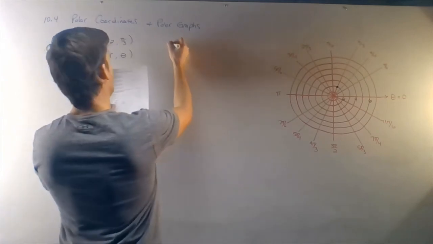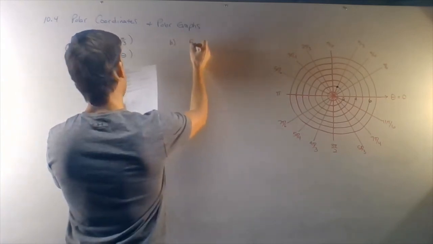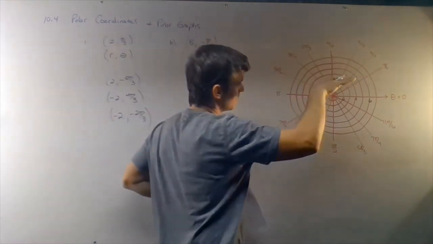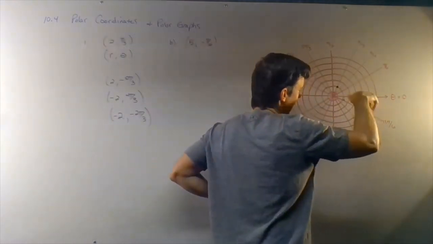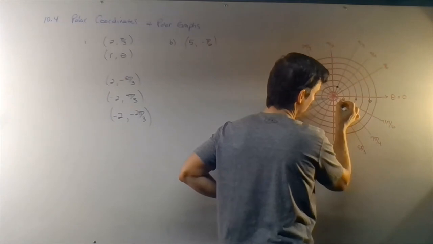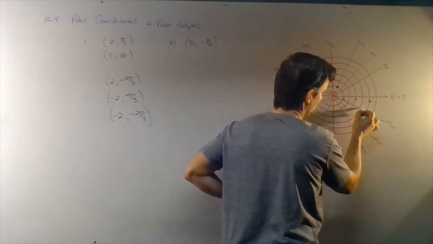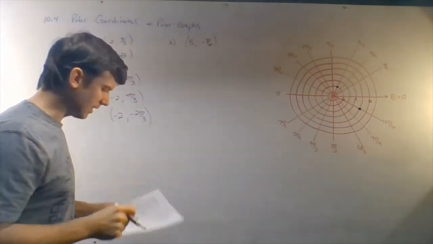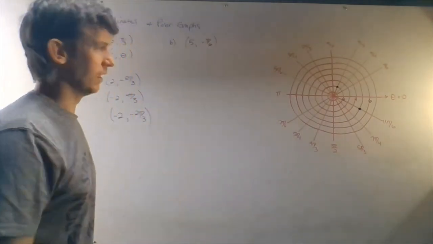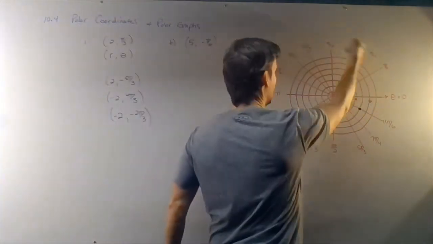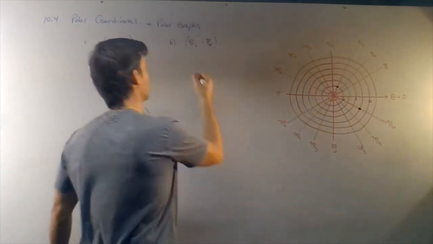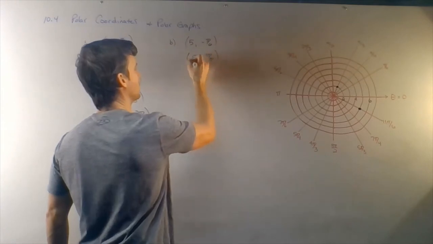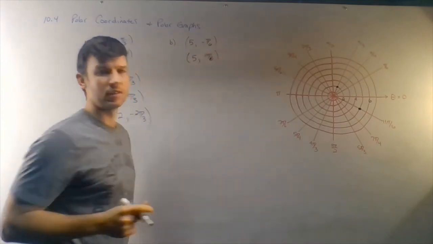All right, letter B. 5, -pi over 6. Okay, so -pi over 6 means I'm going this way. I'm going out 5 units toward that. So 1, 2, 3, 4, right there is my ordered pair. But I can get to that spot 3 other ways. I could go a positive 11 pi over 6. And that's still going toward it. So it's still a +5.